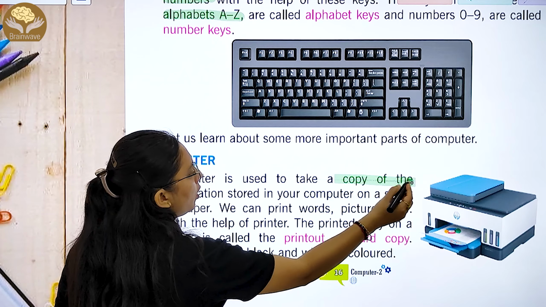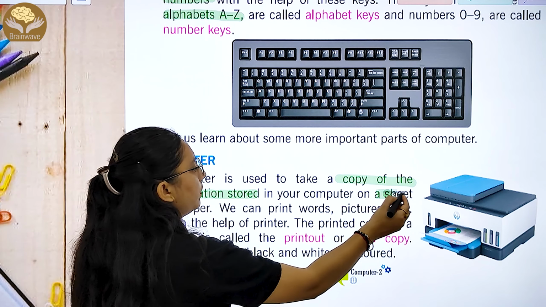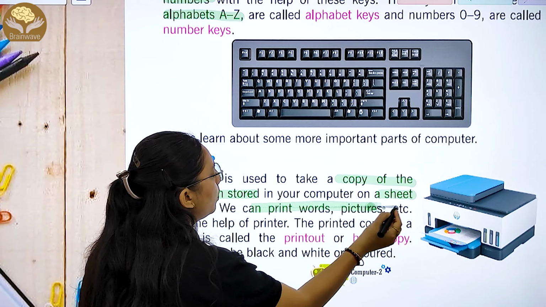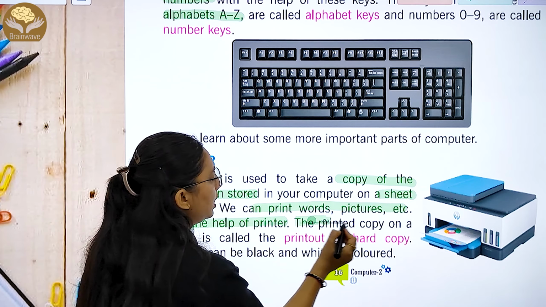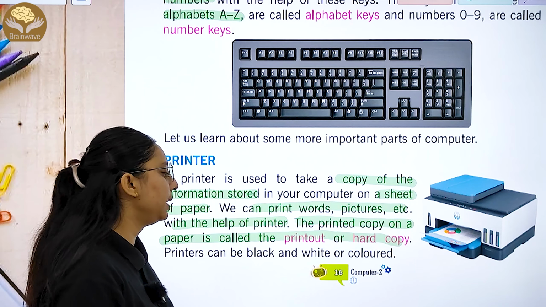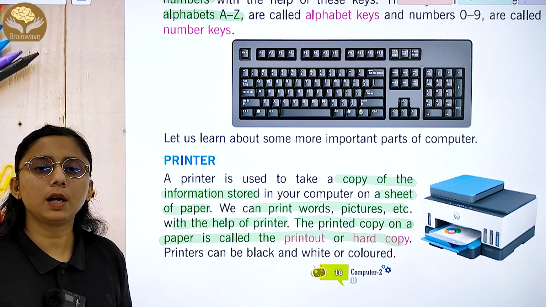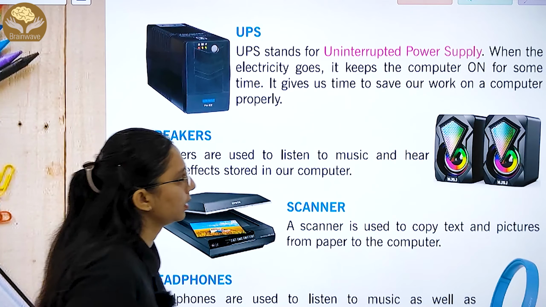Now let's learn about some other more important parts of the computer, like printer. It is used to take a copy of the information stored in your computer on a sheet of paper. We can print words, pictures with the help of printer. The printer copy on paper is called printout or hard copy. A printer can be black and white or colored. Black भी हो सकता है, white भी हो सकता है और colored भी हो सकता है.